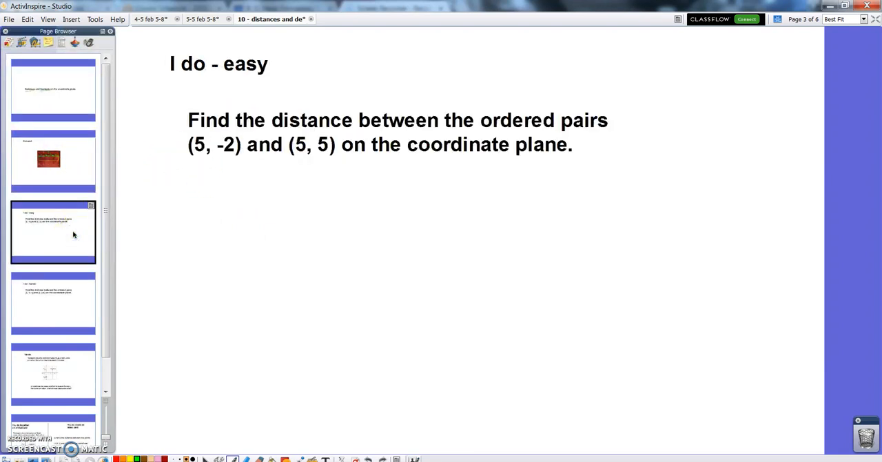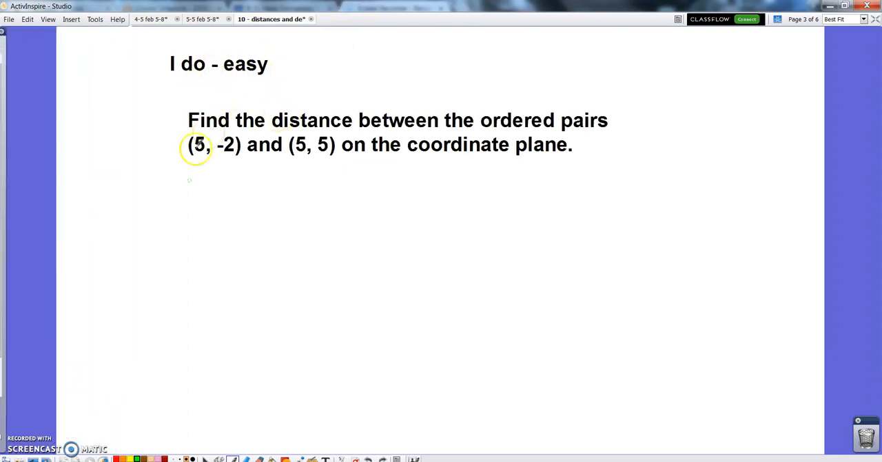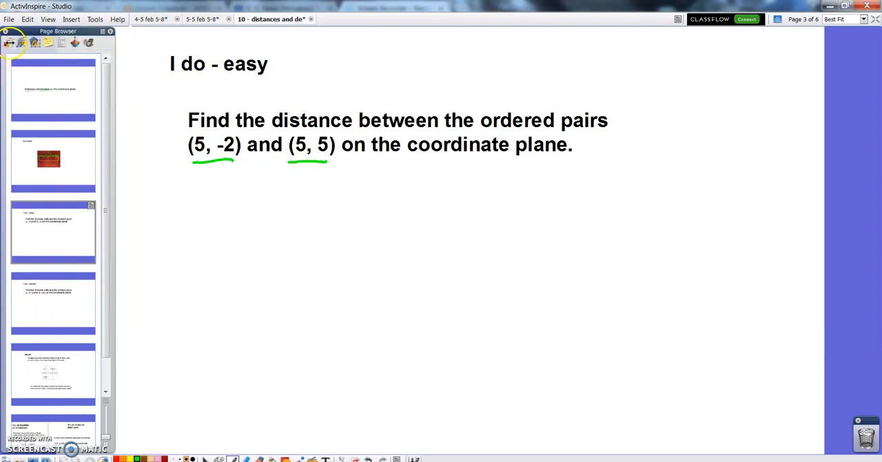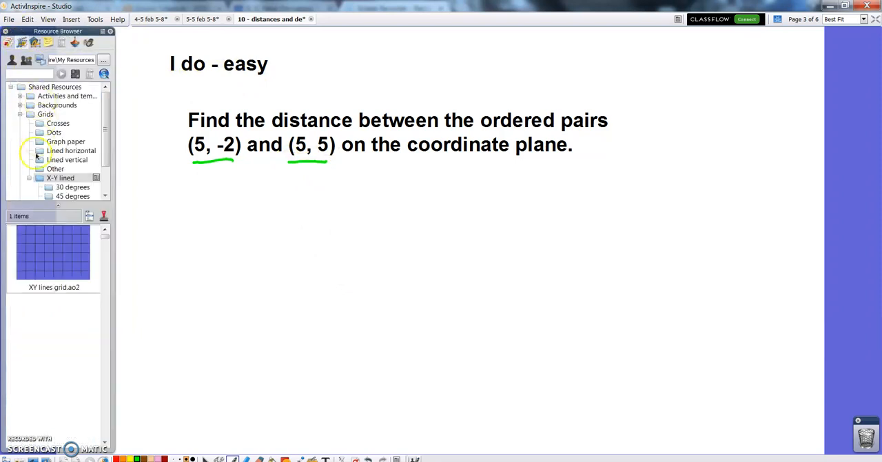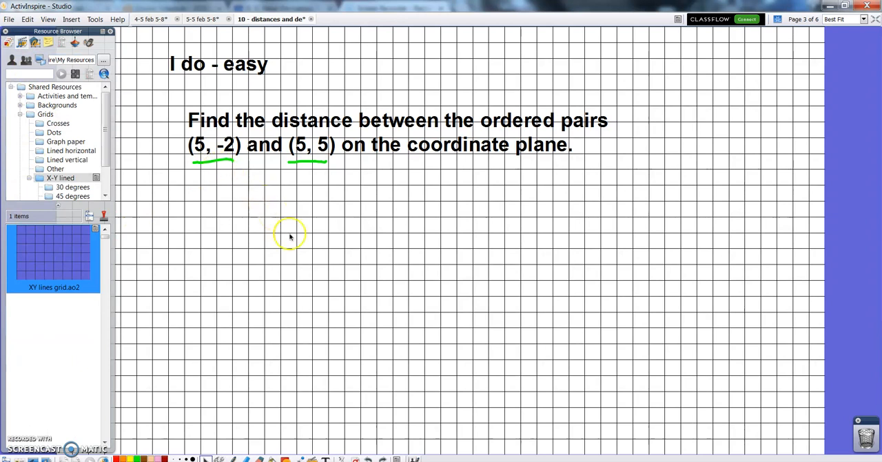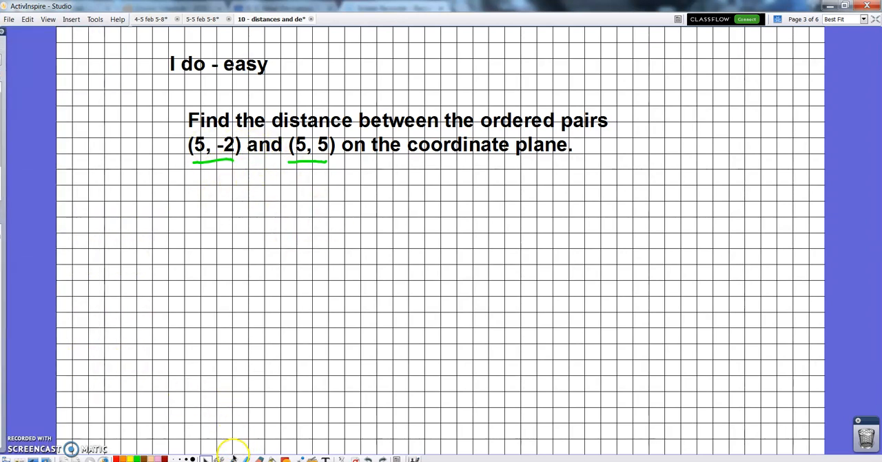All right, so let's do an easy problem. I'll do an I do easy. So the basic skill is this. Find the distance between the ordered pairs (5, -2) and (5, 5) on the coordinate plane. So this is kind of the most basic type of problem you would see. And it's hard to find their distance without seeing them on the coordinate plane. So I'm going to go ahead and start by drawing my coordinate plane.